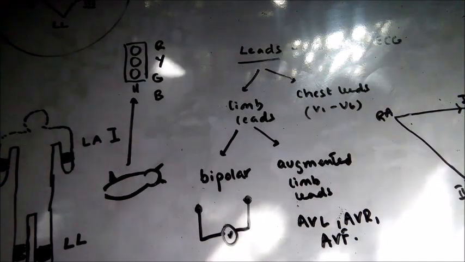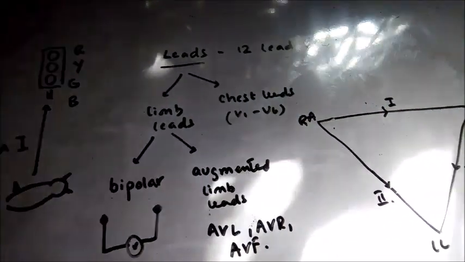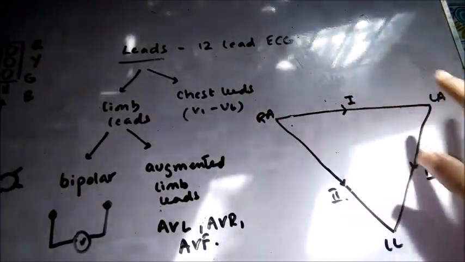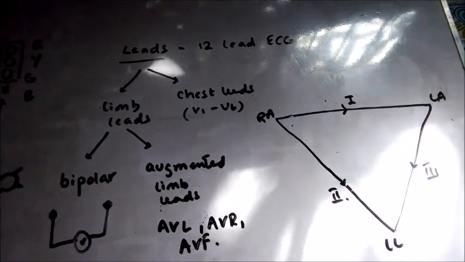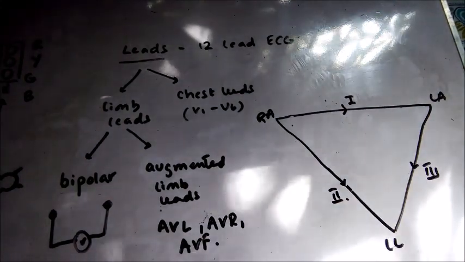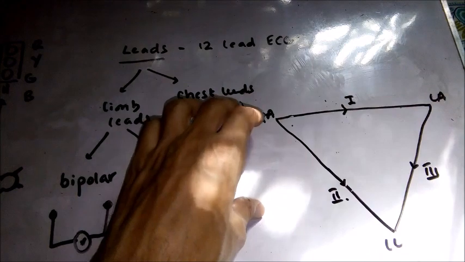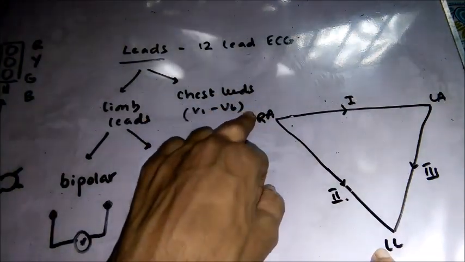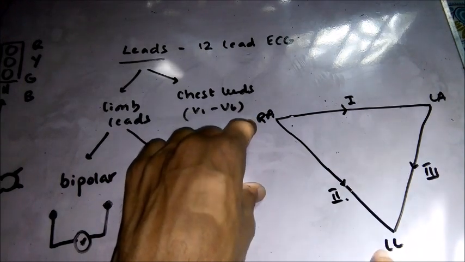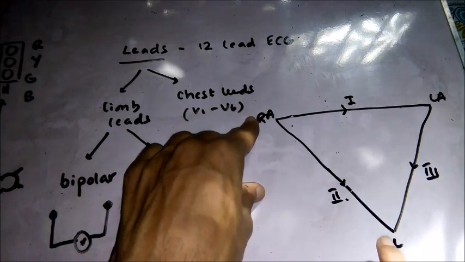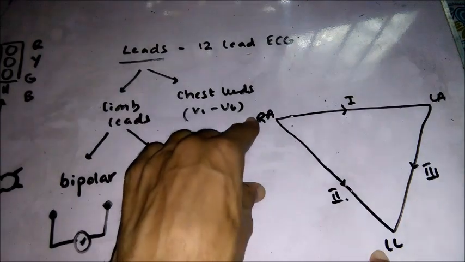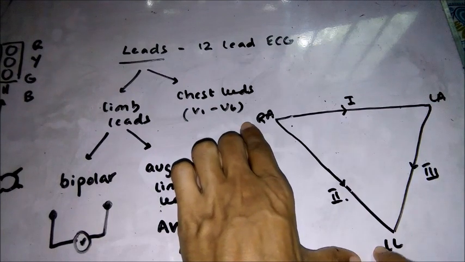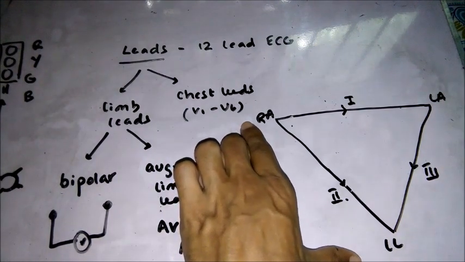So how are these augmented limb leads working? If you look at the Einthoven triangle, and you have the right arm, left arm, and the left leg over here, what the augmented leads basically do is that they take the sum of 2 of the places where our electrodes are attached, like for example the right arm and the left leg. They will take a sum or an average of these 2, and they will actually compare that with the third one, right? So it becomes like this.